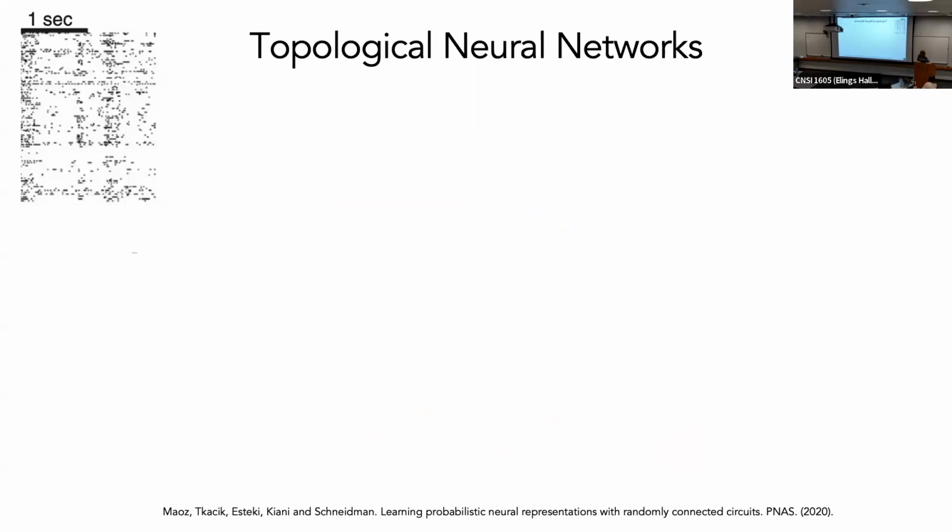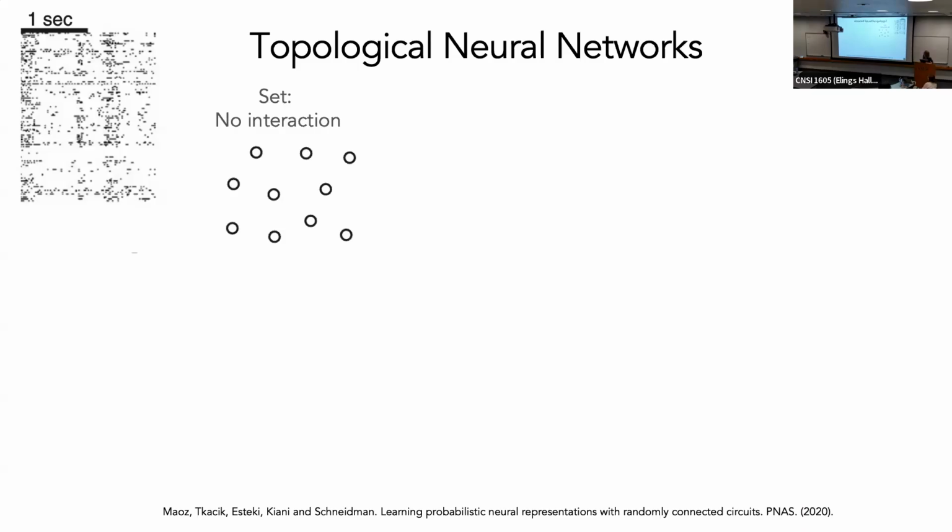So what I'm going to show you is real data, not from our lab, so I don't have any stake in this, from Maoz et al., published in PNAS in 2020, which I think is convincing evidence that natural brains do topological deep learning. This is real data from 17 neurons recorded from the visual cortex of monkeys. And the goal of this paper was to model the probability distribution of the spikes.